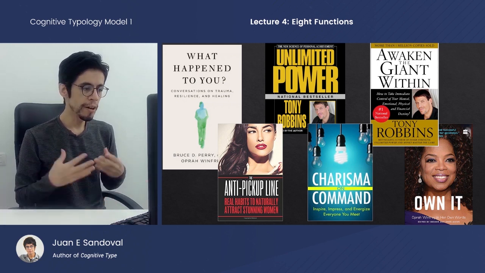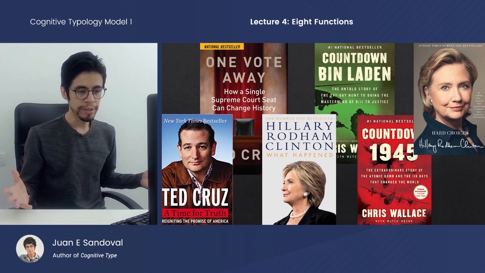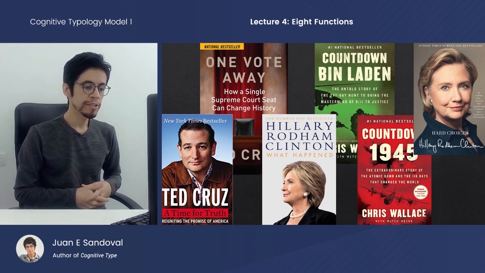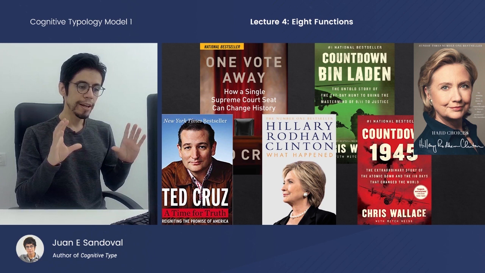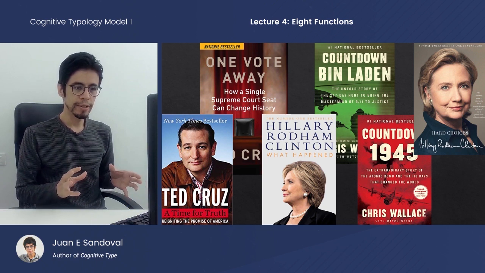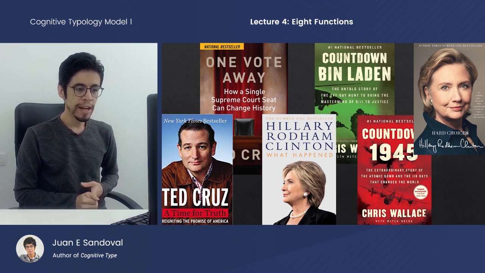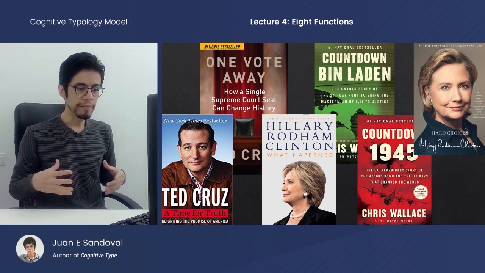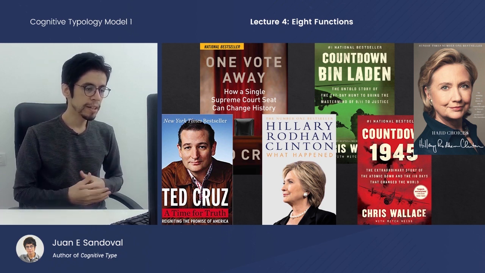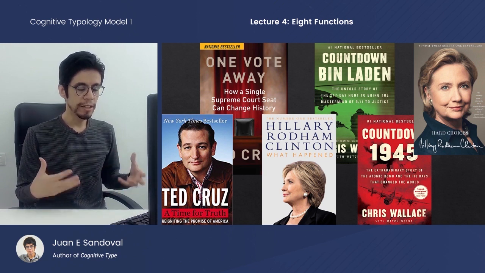Now let's take a look at the books authored by the dictating types. These are, for example, Ted Cruz's A Time for Truth, One Vote Away, Hillary Clinton's What Happened, as well as Hard Choices, and Chris Wallace's Countdown to 1945, Countdown to Bin Laden, Untold Stories. What you notice here is they all seem to have something to do with the news or with current events and just the relaying of those events. Countdown to 1945 is a set of stories about the events that took place. Same thing with the Bin Laden story. Ted Cruz's One Vote Away, How a Single Supreme Court Seat Can Change History, is once again telling you what happened.